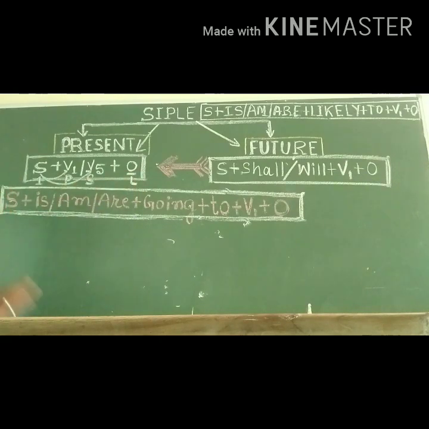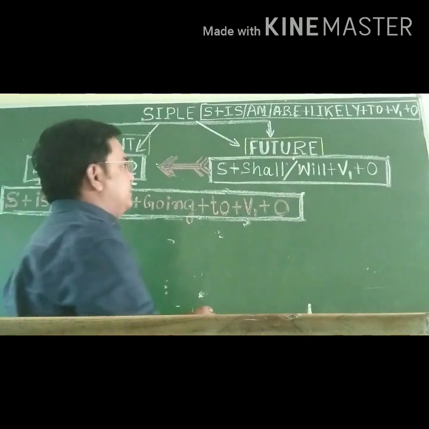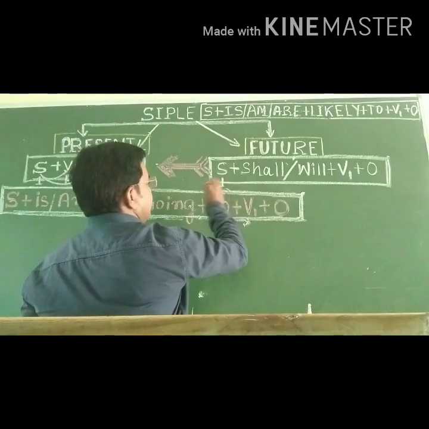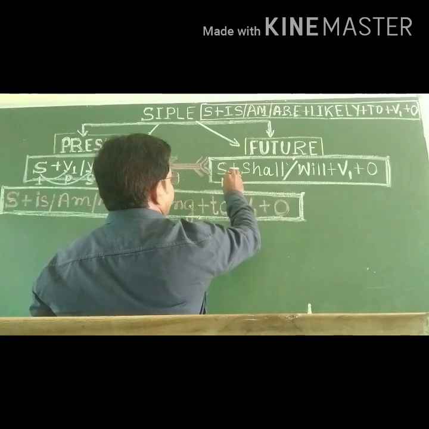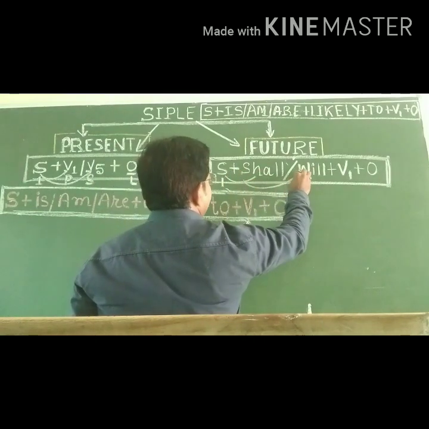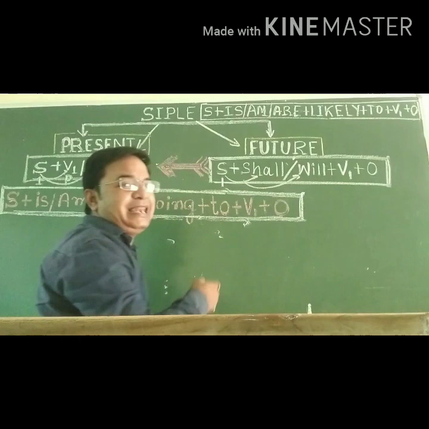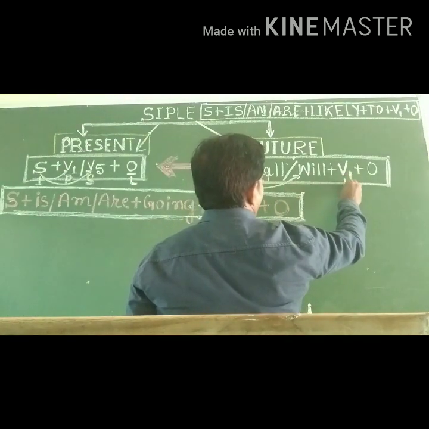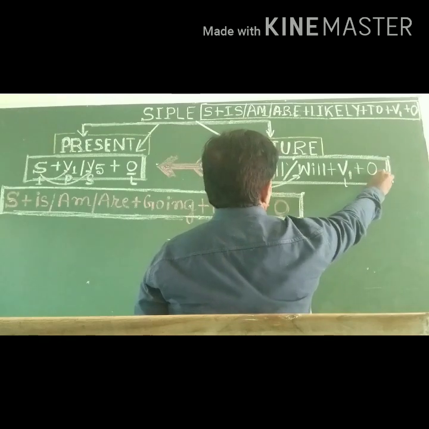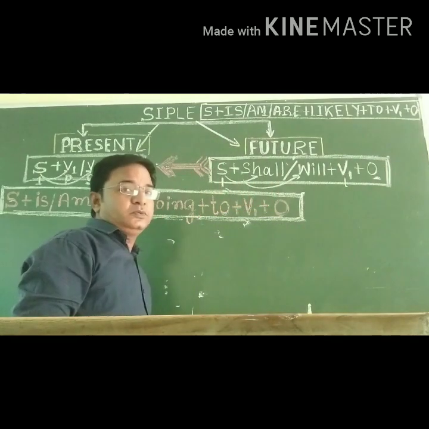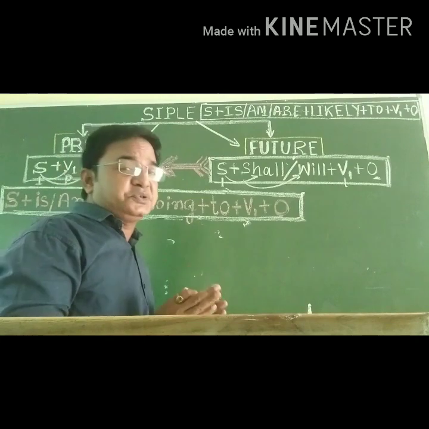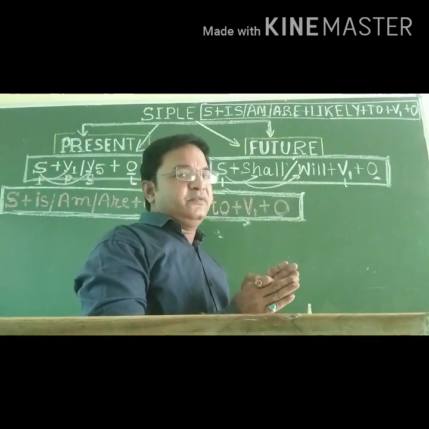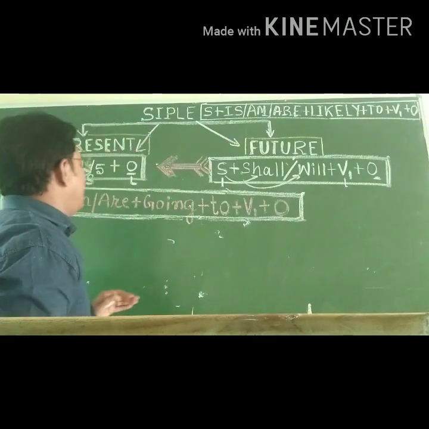In the same way, when we talk about simple future, the subject comes in the beginning. And after the subject, according to the subject, we will use shall and will. Later on, V1 will follow and the object comes in the last. So, what is the relation between simple future tense and simple present tense? We are going to have a look at it.